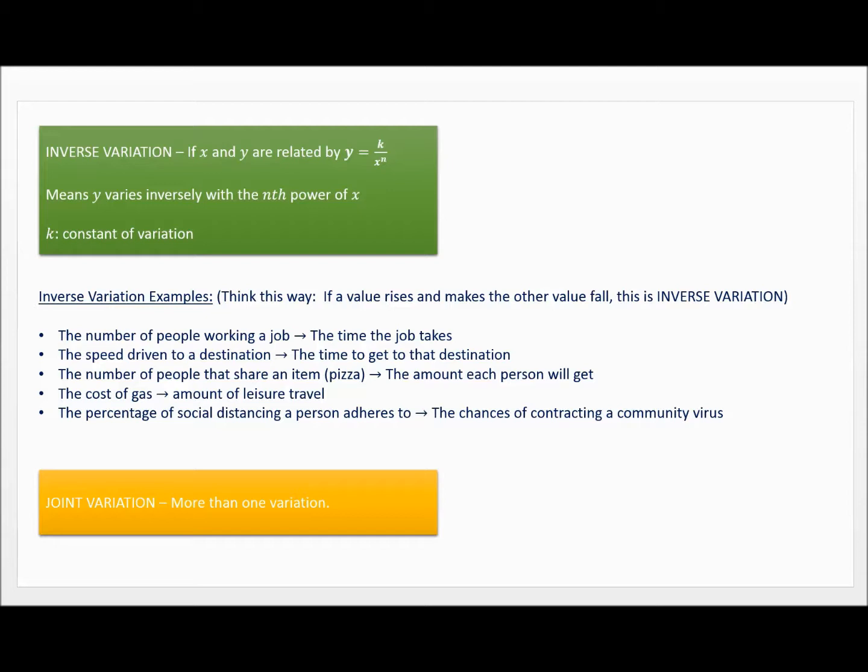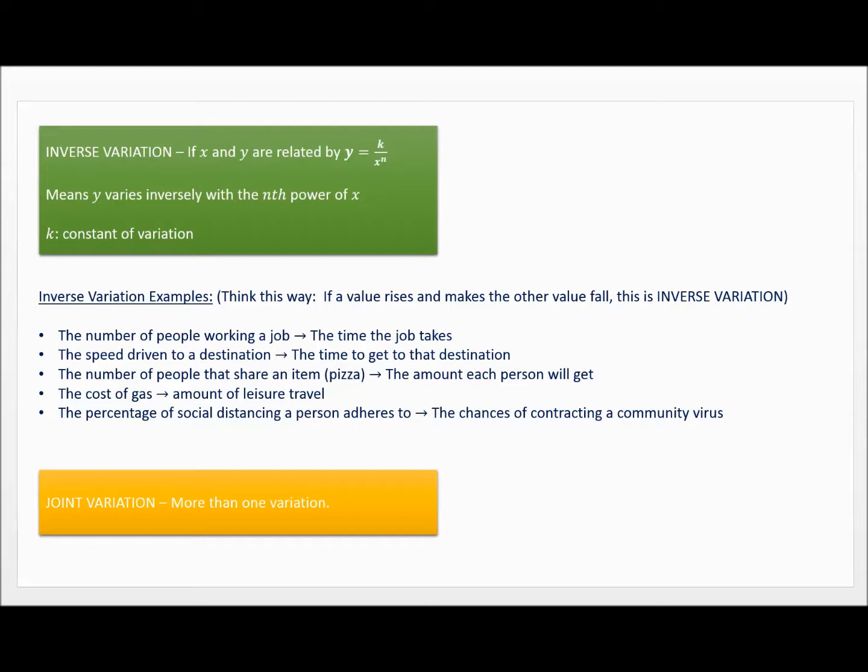You can't afford to travel anymore. So if the cost goes up, the amount of travel goes down. And the last one, the percentage of social distancing a person adheres to, and the chances of contracting a community virus. So if the social distancing you do increases, the chance of catching the virus decreases. You see what's on my mind.